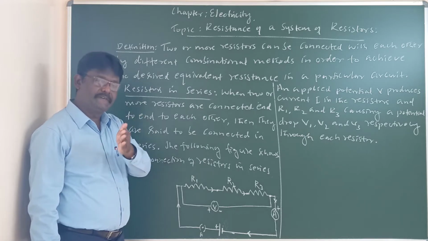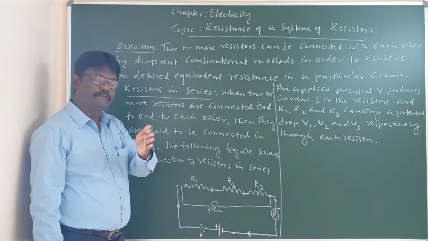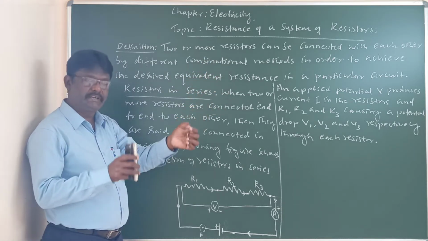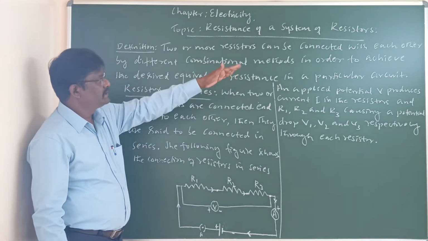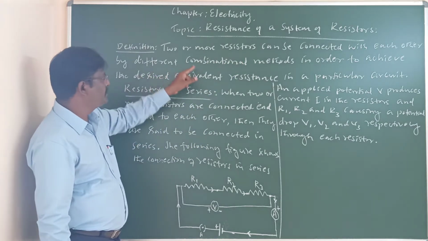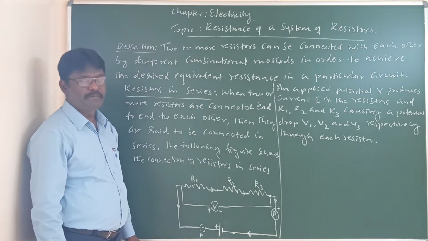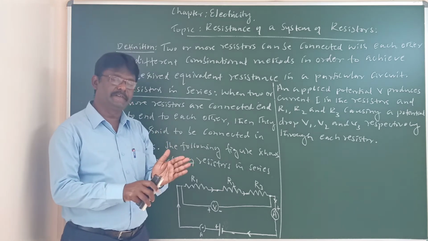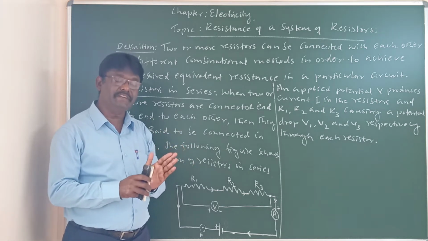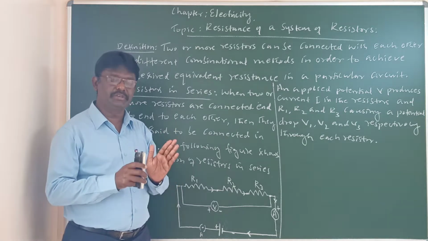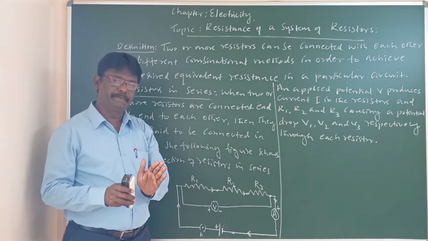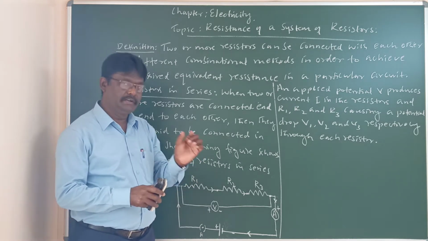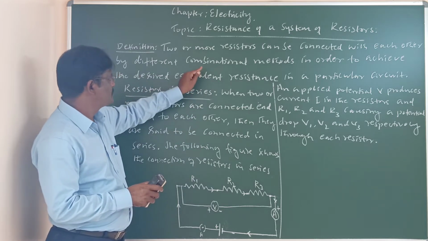We know how to represent the resistor symbolically in an electric circuit symbol. Next, take those resistors connected with each other by different combination methods. For what purpose? Why do we have to adopt different combination methods? Because in order to achieve the desired required resistance. What is that required? When we take the numerical problems, we will get a clear idea. Now I will try to give you the definition.